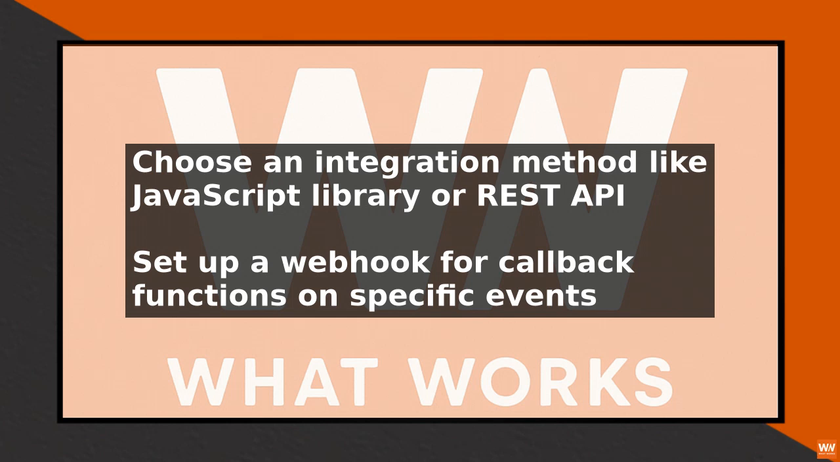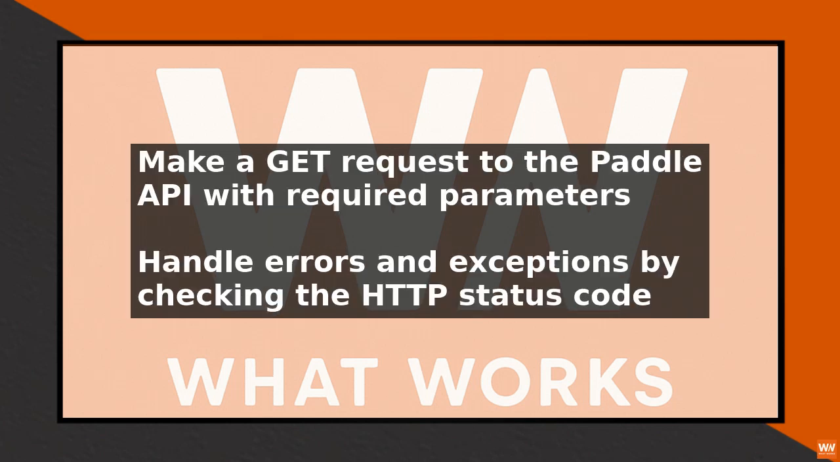Now, to import Paddle recurring payments, you need to make a GET request to the Paddle API. You will need to specify the API endpoint, which is https://api.paddle.com/v2/subscriptions. You will also need to specify the API key and any other required parameters, such as the subscription ID or the customer ID. When making the API request, you need to handle errors and exceptions.